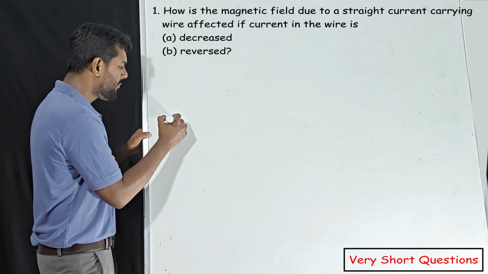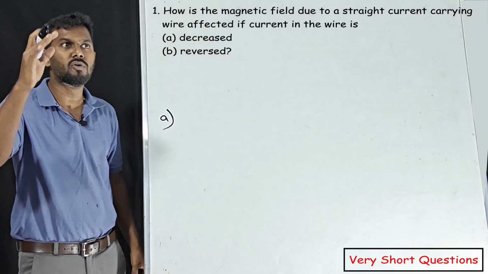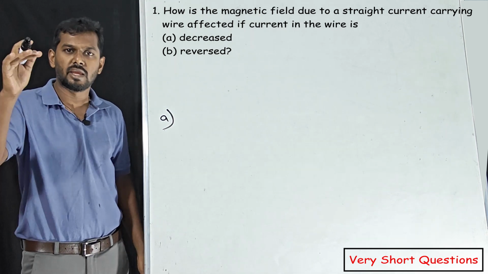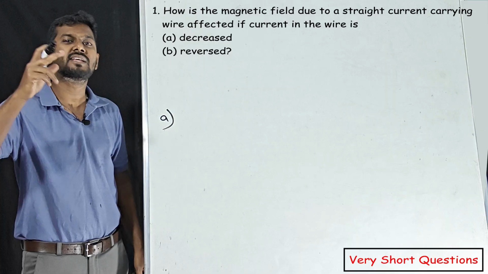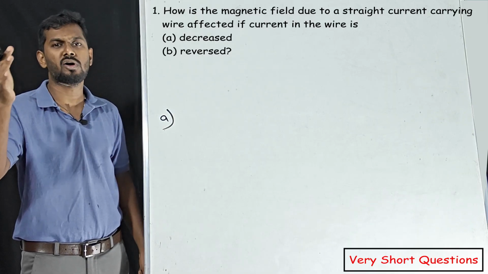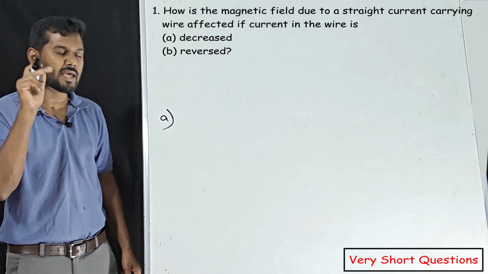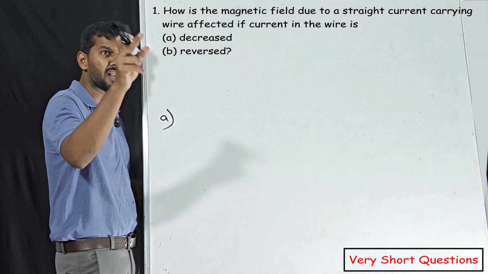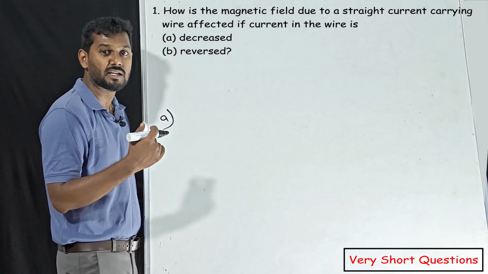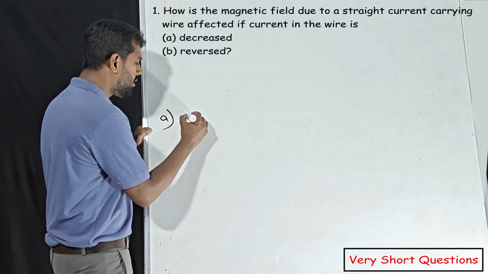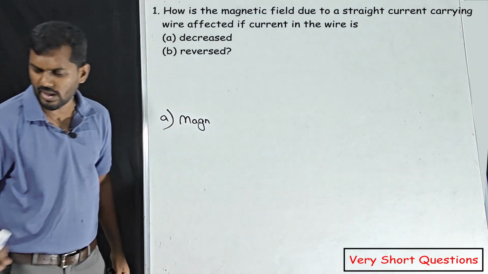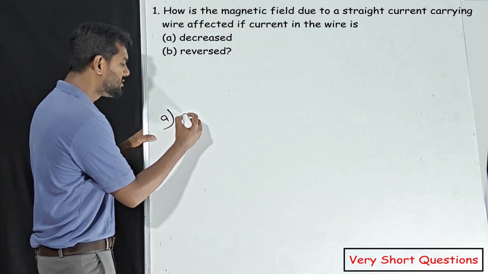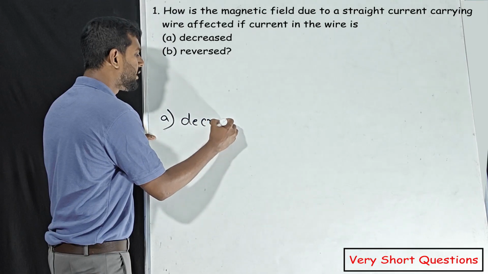Now listen, A. So what happens if the current in the wire is decreased? That is nothing but the value of current is decreased. If the value of current is decreased, magnetic strength or magnetic field also decreases, because those two are directly proportional. If current increases, magnetic field also increases. But here they are talking about decreasing the current. You don't have to write magnetic field also, because they are talking about magnetic field only. You can just write decreases.